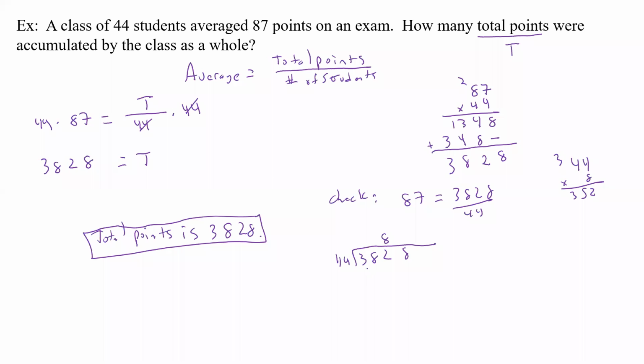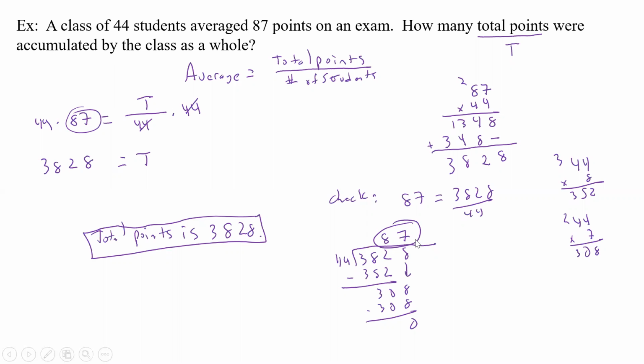And so then we have 352. We subtract, 2 minus 2 is 0. 8 minus 5 is 3. Now we bring down our 8. Well, 44 times what will give us an 8 here? Well, 4 times 7, let's try that. So 7 times 4 is 28. That's 28, 29, 30. And so that looks like it's good. So 308, subtract, that's 0. And 87 is what we said the average would be. Okay, so that one does check out. All right, so that's all I have for this part of the lecture.